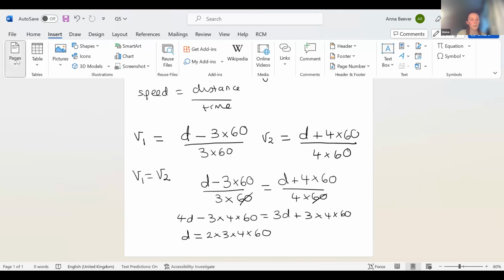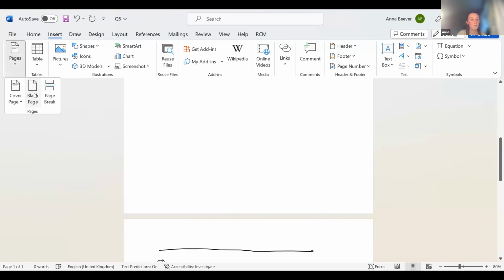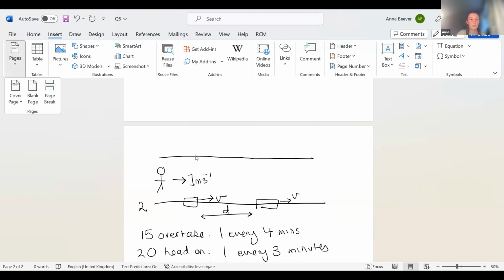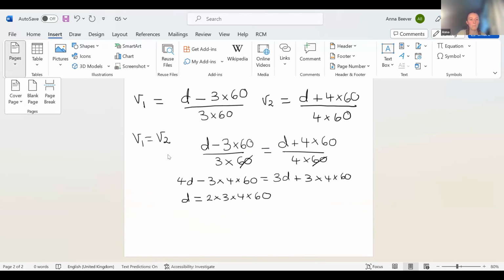insert page, blank page. Not quite what I was hoping for. Page break.